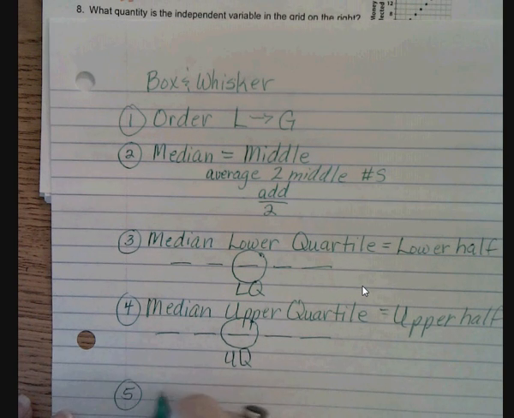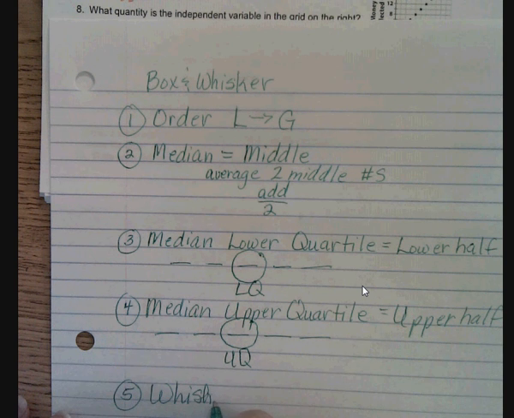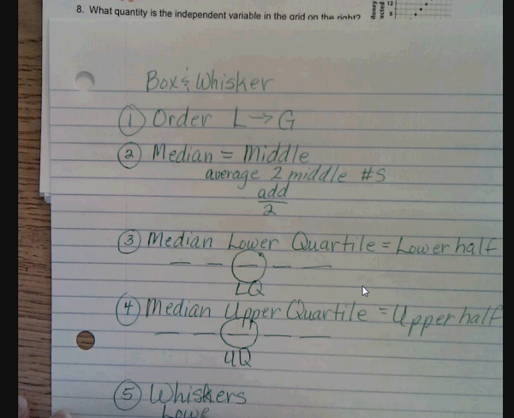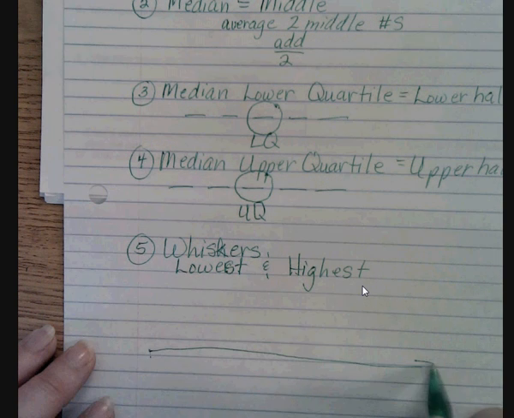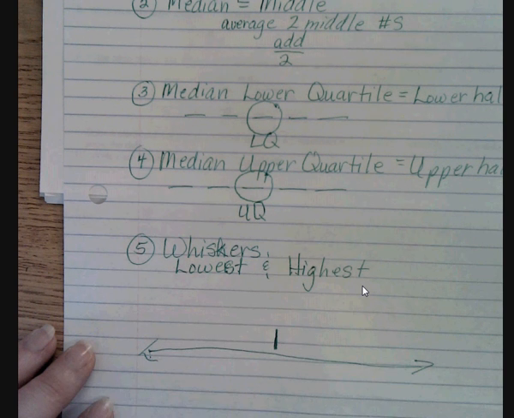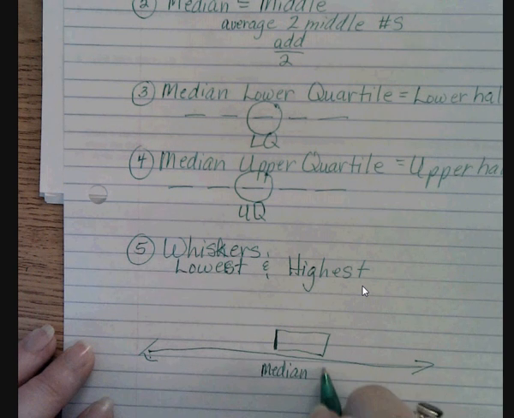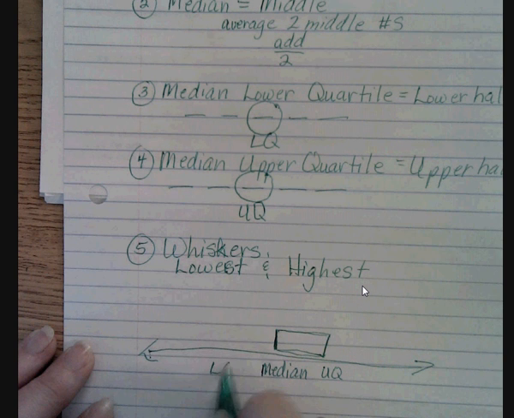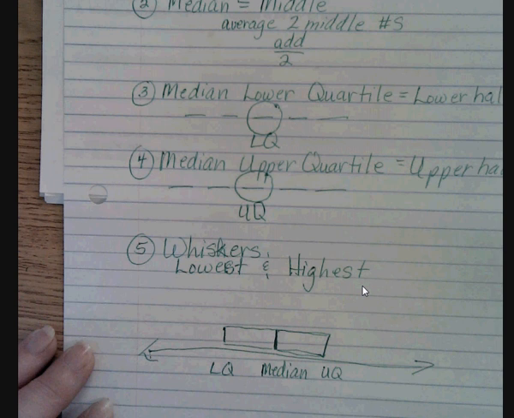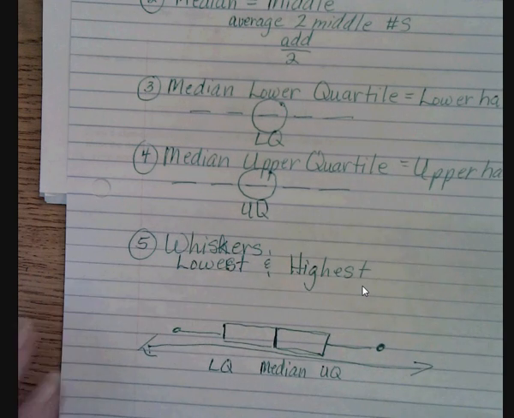Okay, your whiskers. Did I spell that? Okay, is your lowest and highest value. All right, now let's take those and make our box and whisker. Draw your number line. The middle of your box is your median of all the data. Your upper quartile will be the end of the box towards the right. Your lower quartile will be the edge of your box to the left. And then your whiskers will be your high and your low number. All right, hopefully that will help you get started.